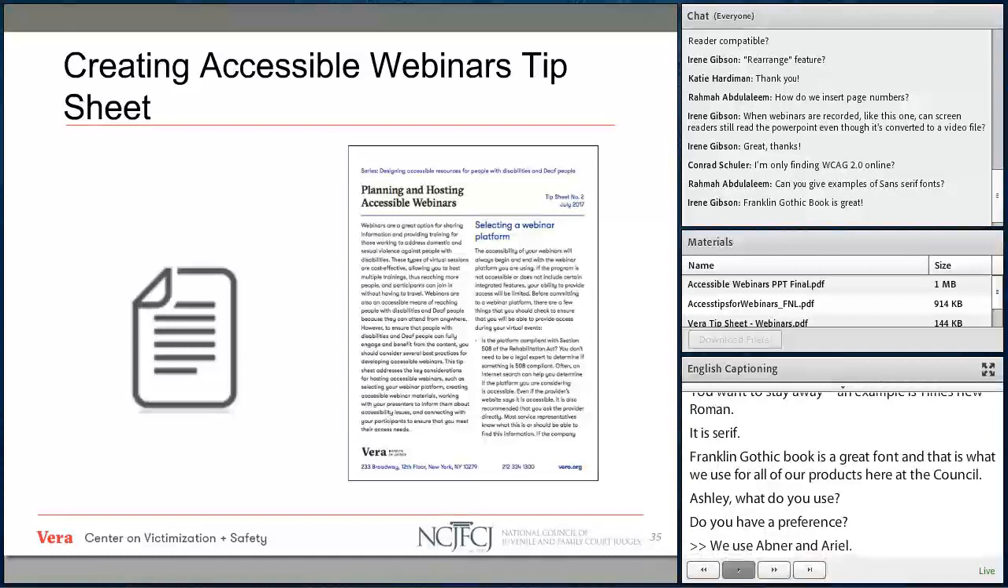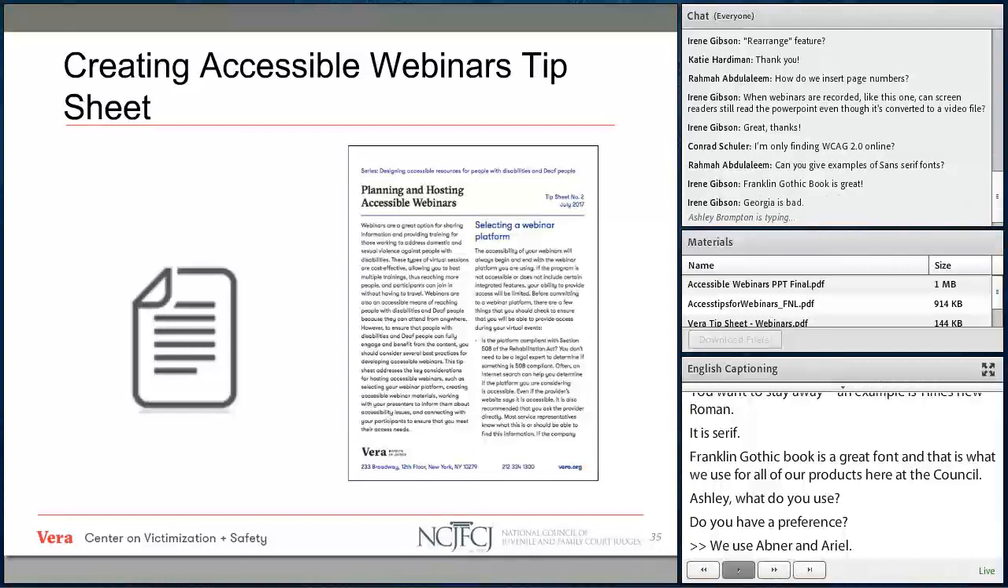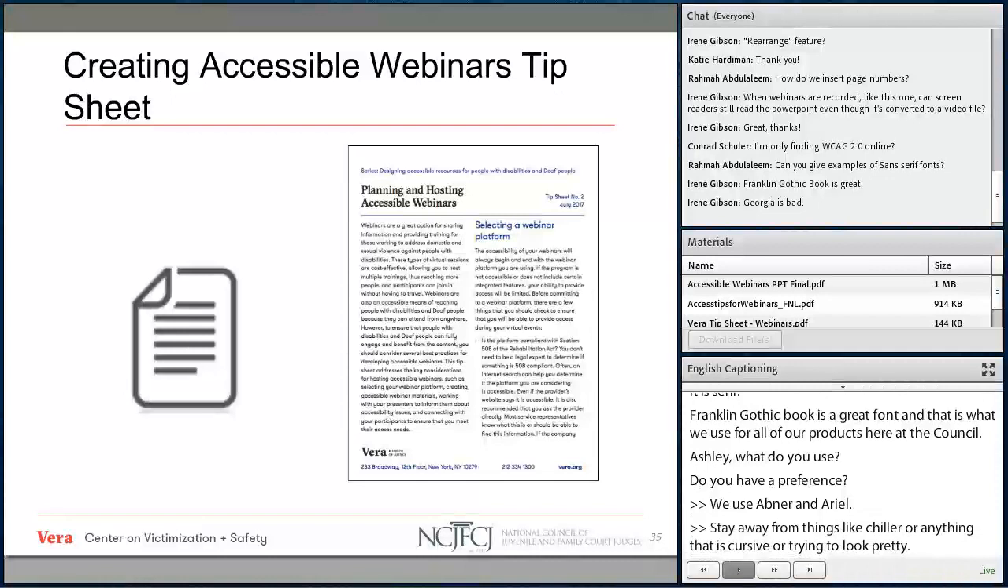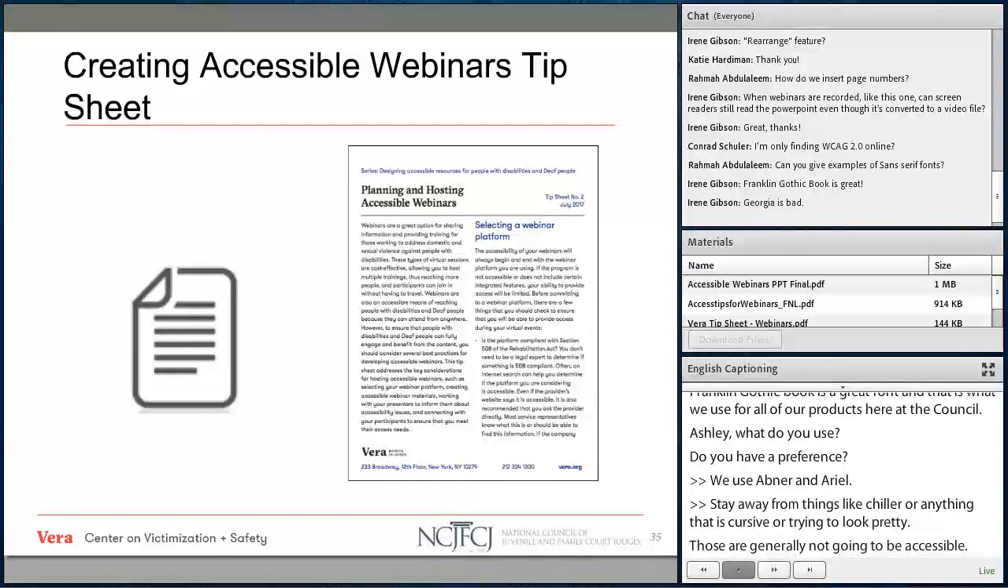So yeah, just stay away from things like Chiller or anything that's cursive or, you know, trying to look really pretty. Those are generally not going to be accessible. Georgia is also one that is a serif font.